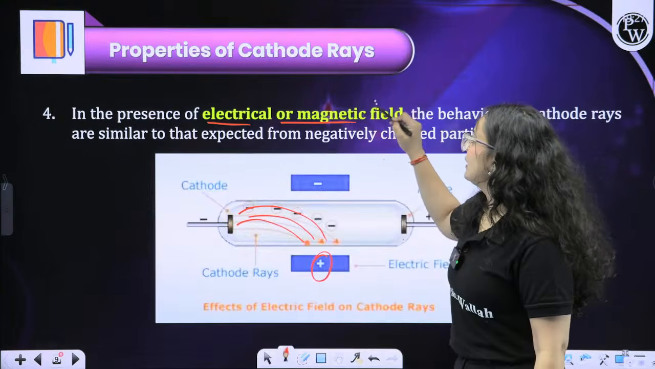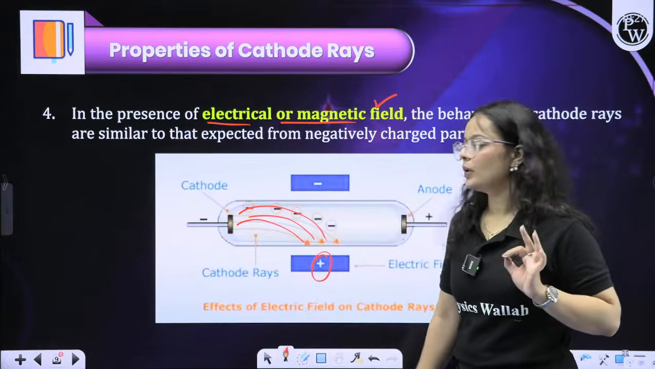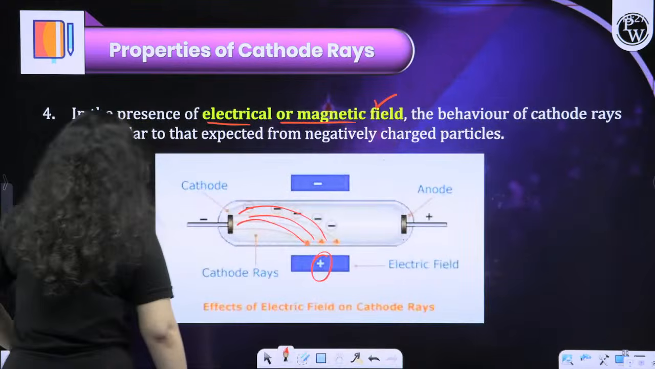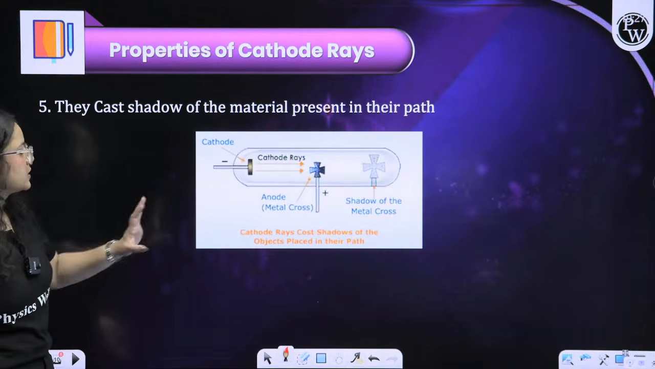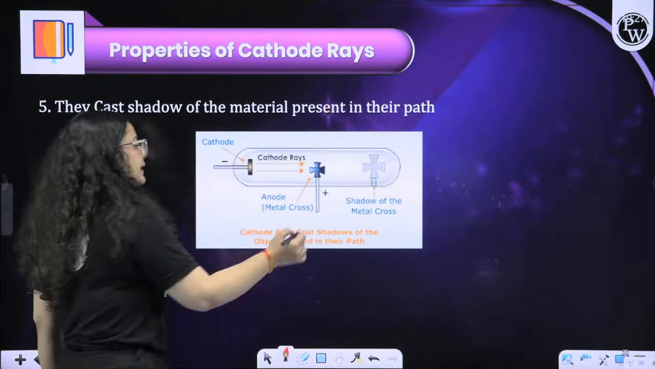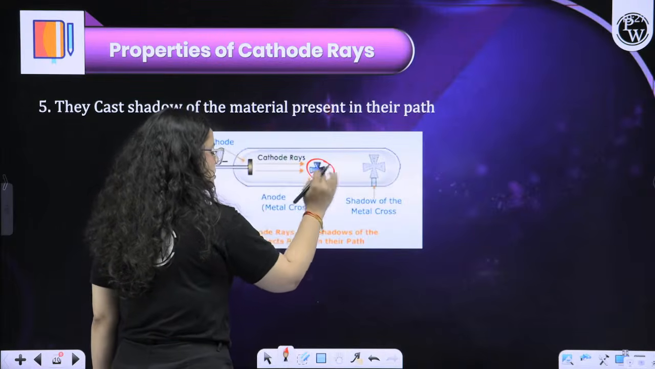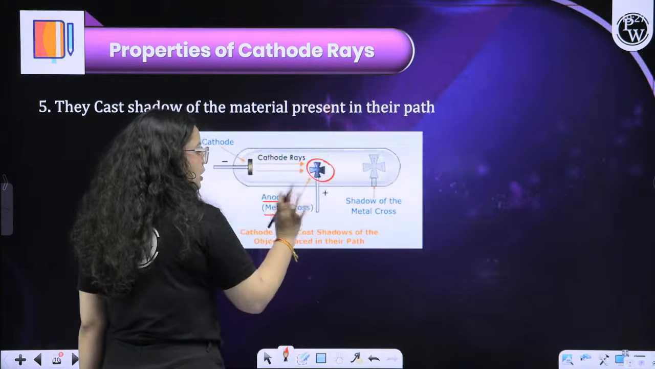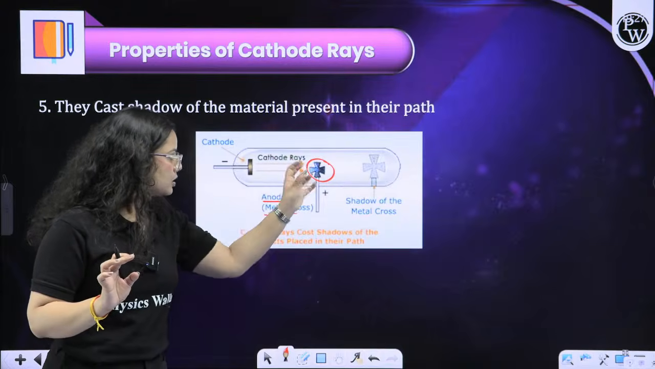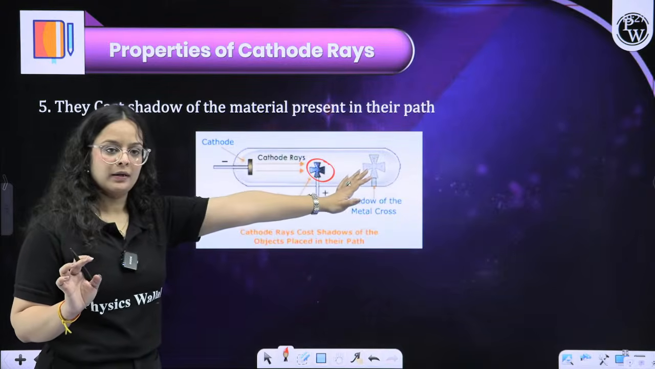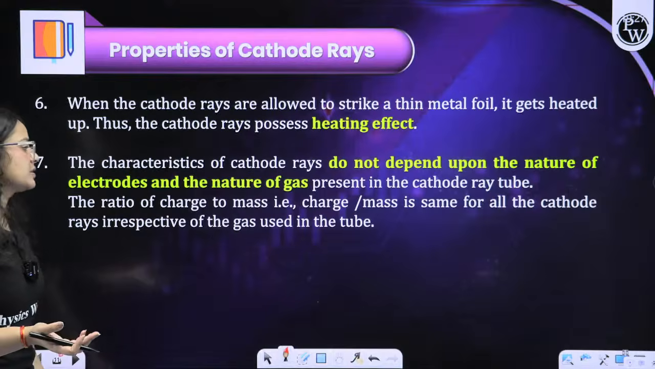Similarly, if we place a magnetic field as well, they behave just like a negative particle behaves. So this is how we know that cathode rays show a change in the presence of electric and magnetic fields. Moving on to the next property, that they can cast the shadow of anything placed in their path. A metal cross is placed inside the cathode ray tube, and you can see the shadow of it on the backside of the anode portion. This indicates that they show the property of casting a shadow.